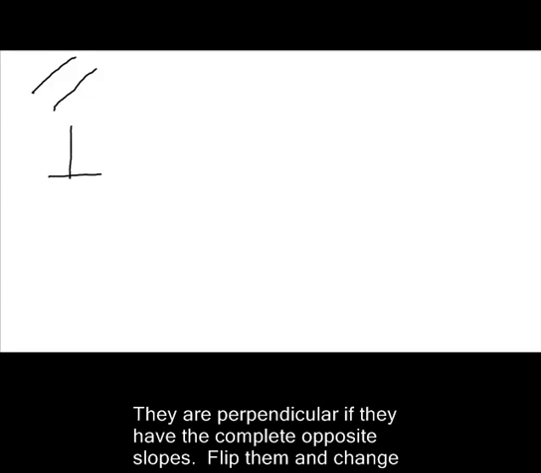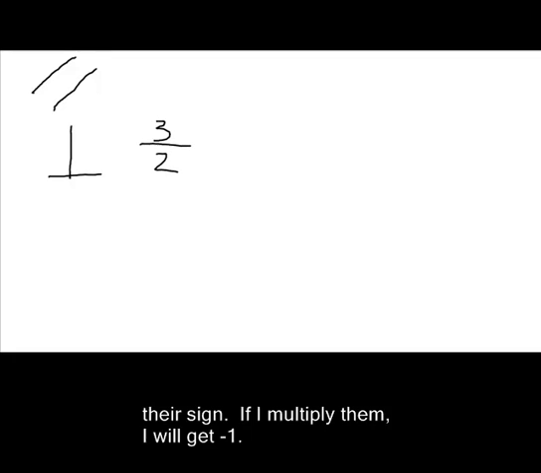Let's talk about parallel and perpendicular lines. Two lines are parallel if they have the same slope. Two lines are perpendicular if they have slopes that are complete opposites. And by that I mean if one line has a slope of 3/2, a complete opposite would be a slope of -2/3. You would flip them and change their sign.